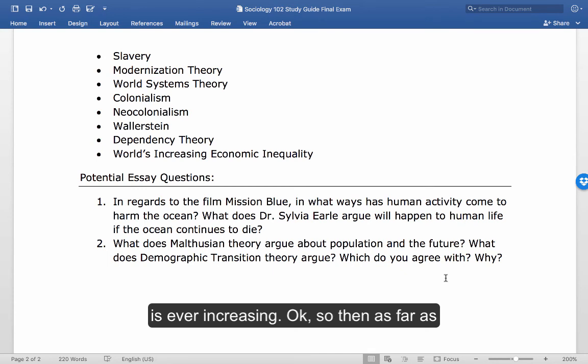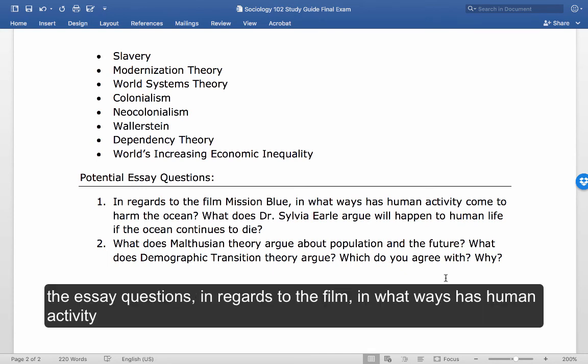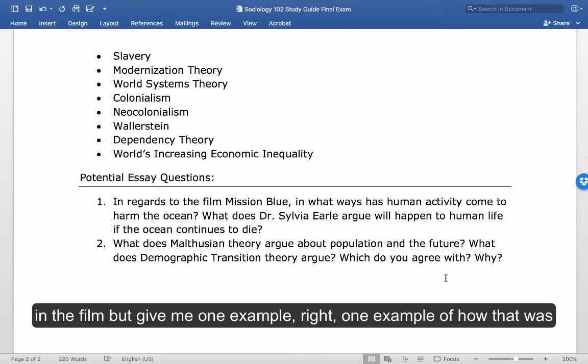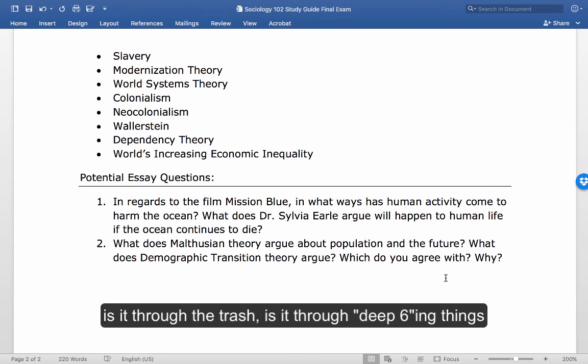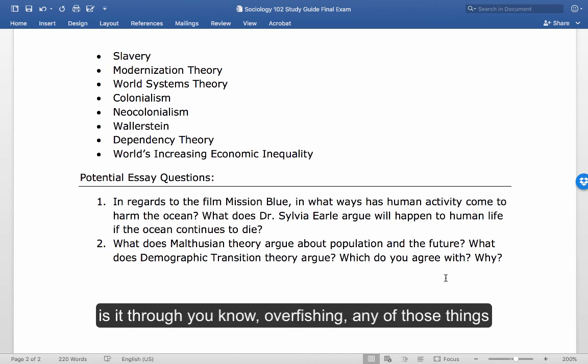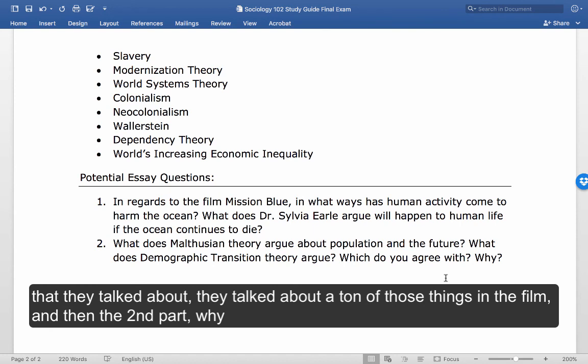Okay, so then as far as the essay questions, in regards to the film, in what ways has human activity come to harm the ocean? So there, you don't have to list everything they talk about in the film, but give me one example. Is it through the trash? Is it through deep sixing things? Is it through the farmlands washing out and causing dead zones? Is it through overfishing? Is it any of those things that they talked about? They talked about a ton of those things in the film.